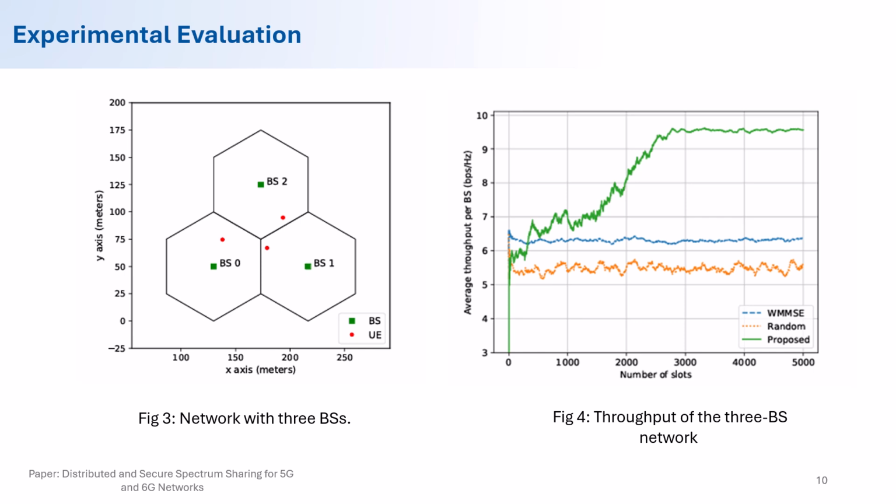Here, WMMSE is a centralized algorithm used for power control and resource allocation. In the three base station network, the proposed method quickly learns and outperforms both WMMSE and random allocation, and achieves the highest throughput.